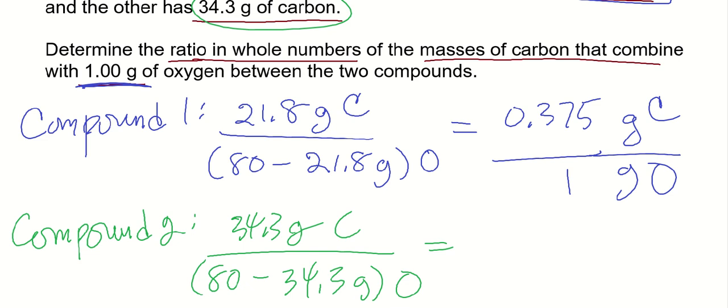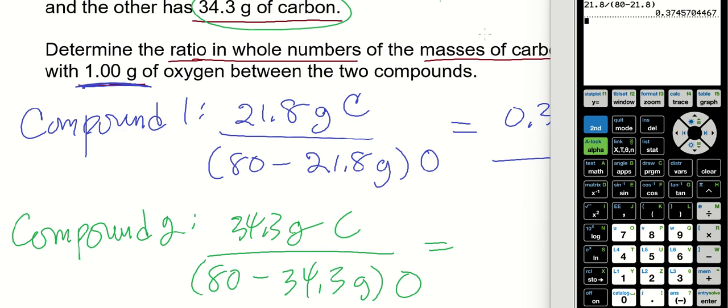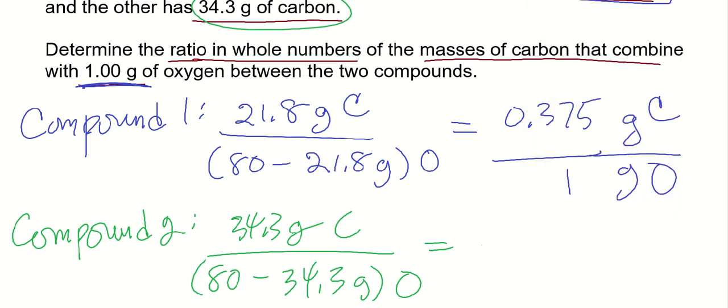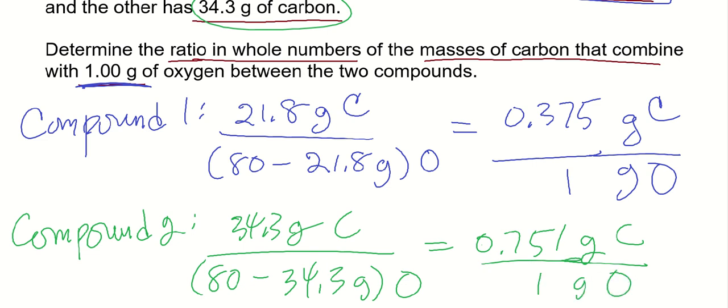Oh, right. Let me get my calculator. All right, so 34.3 divided by parentheses 80 minus 34.3, close parentheses. All right, so let's go 0.751. So the second compound has 0.751 grams of carbon per 1 gram of oxygen.